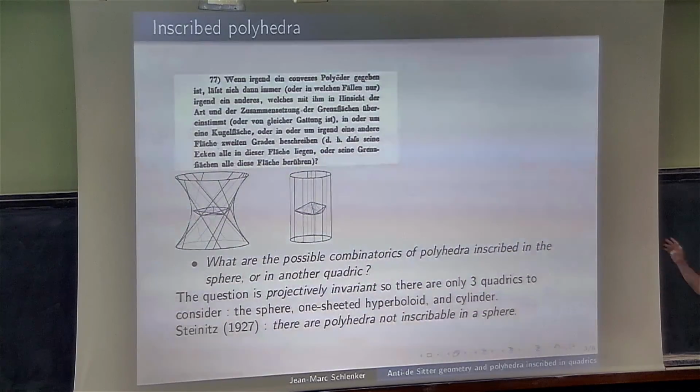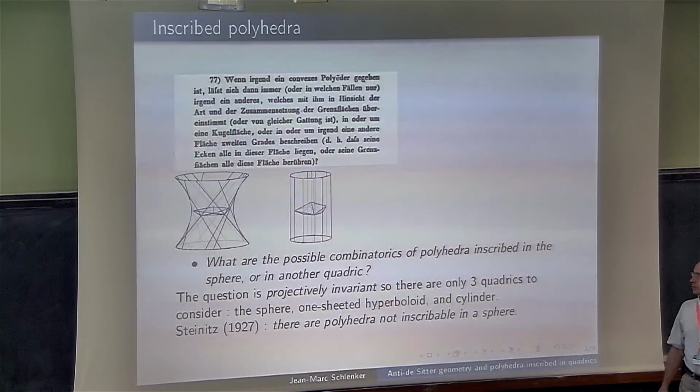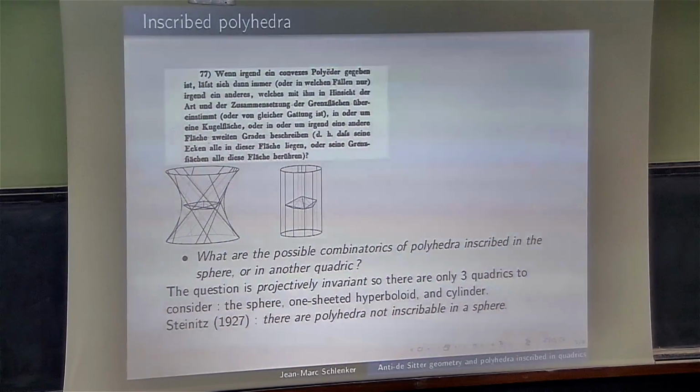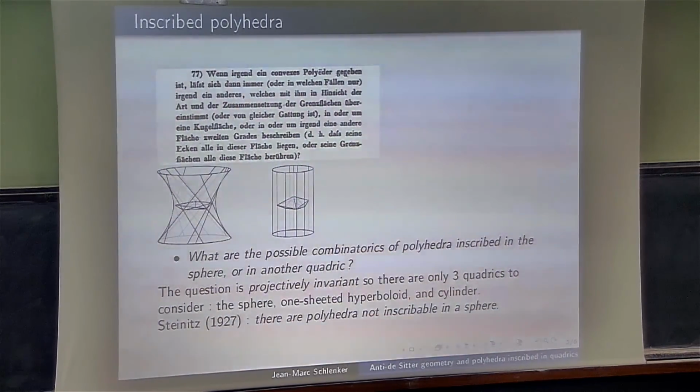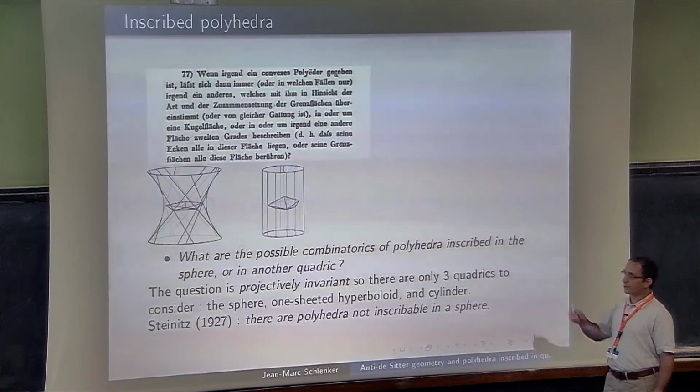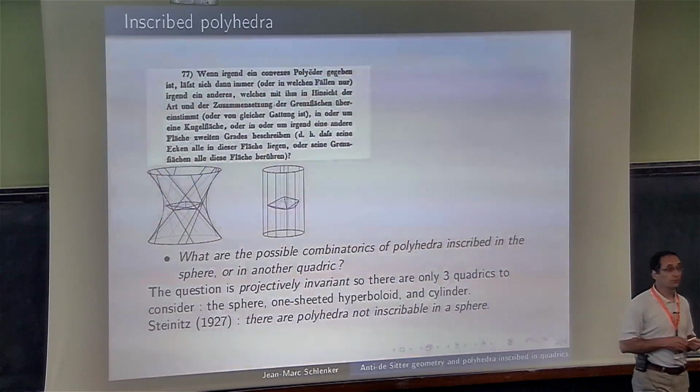But actually, Steiner had a number of questions in this book, and he gave another question, which was question 77 out of something like 80 questions. And the question is the following. What are the possible combinatorics of polyhedra that can be inscribed in a sphere or in another quadric? Quadric meaning, again, a quadric in Euclidean space or in projective space.